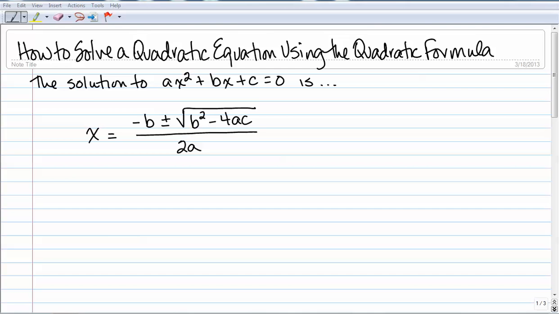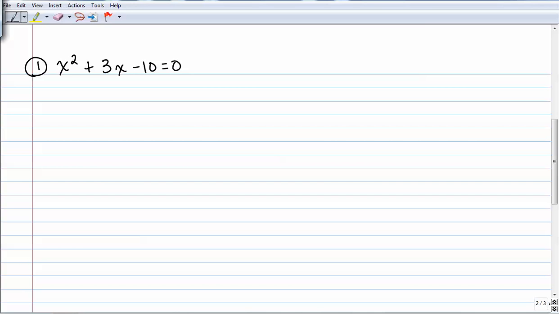Now let's see what it looks like to use that formula to solve a quadratic equation. Given the equation x squared plus 3x minus 10 equals 0, first thing we want to do is identify a, b, and c. a is the coefficient of x squared, which is 1. b is the coefficient of x, which is 3. And c is the constant term, which is negative 10.